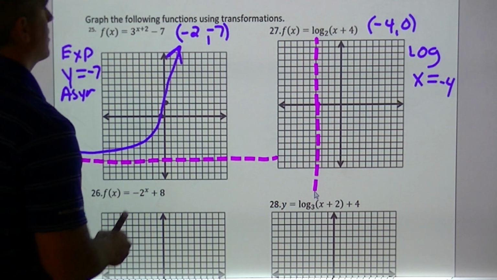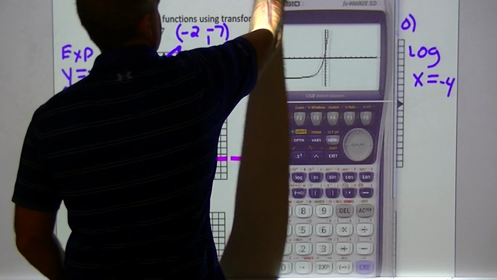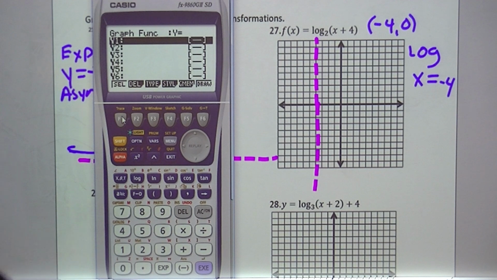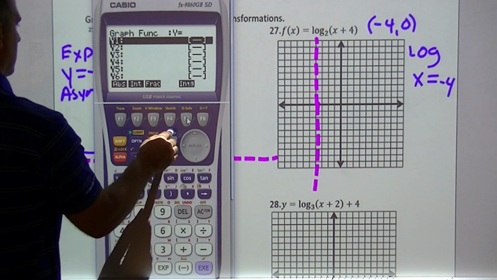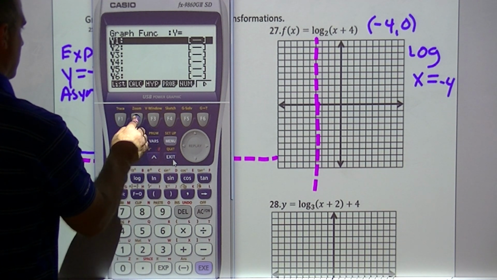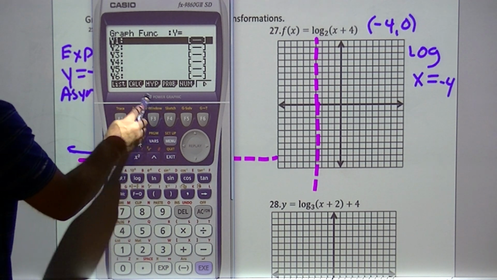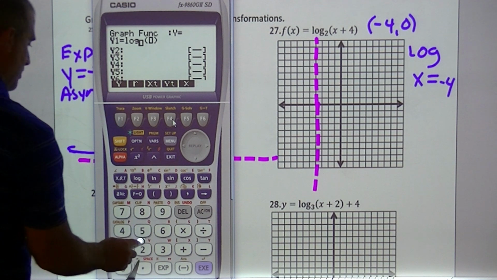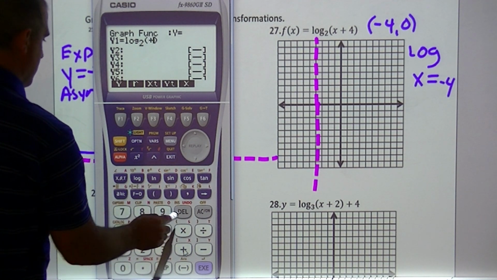Alright. Okay. So what I want to do now is go in and do the log function. Log function is option. The way you get to the log function is you go option, then you go to calc, and then you pick this little log AB. And what you do is you put 2 there, x plus 4 here.